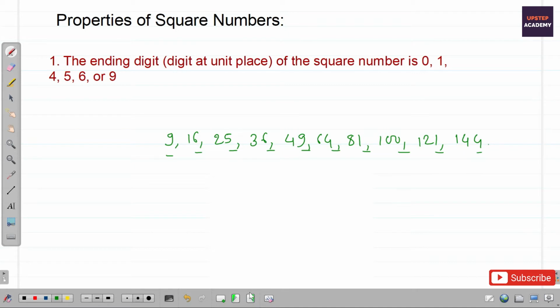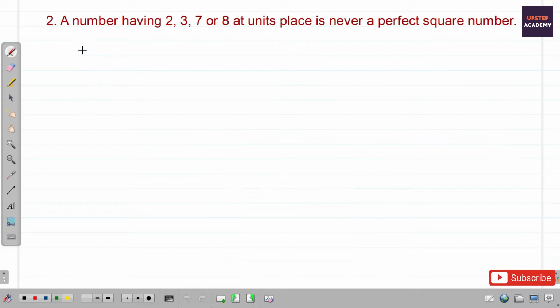Let's go and see our second property. Second property of square number is a number having 2, 3, 7, 8 at units place is never a perfect square number. For an example, we take 15, 27, 33, 83, 88. You can see these numbers cannot be perfect square numbers. If we see the perfect square numbers, we will not have these four digits at the units place. So that is the second property of perfect square numbers.